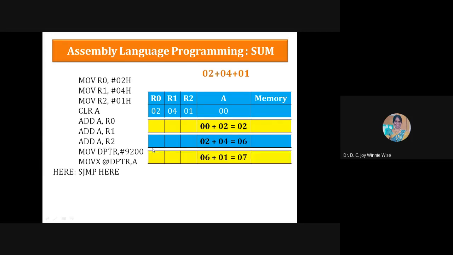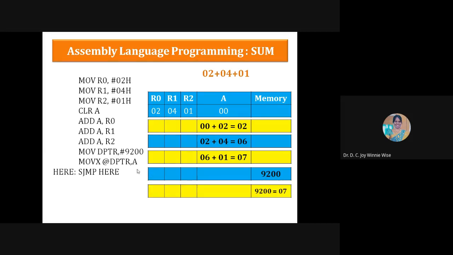Okay. And next one is I have to add the third data that is available in R2. So add A comma R2. So previously the data is 06 and the third data 01 is added and the output is 07. Okay. So now I want to store that in the memory location 9200. So the DPTR is initialized as 9200. Next is moving the content of accumulator to this memory location. So accumulator content is 07, that is moved to this memory location.